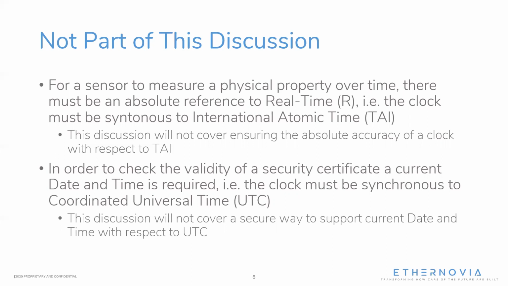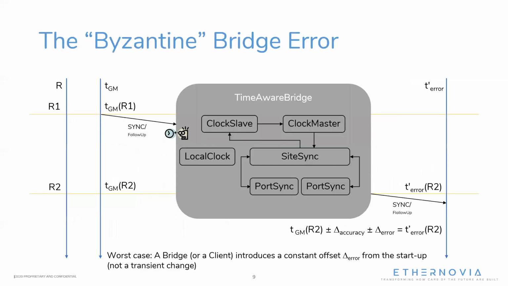This is not the goal of this solution. Again, the goal is only to keep everything in sync at a local level and agree upon all nodes that they do show the same synchronized time. One of the biggest problems in this endeavor is actually what has been called a Byzantine error in a bridge.